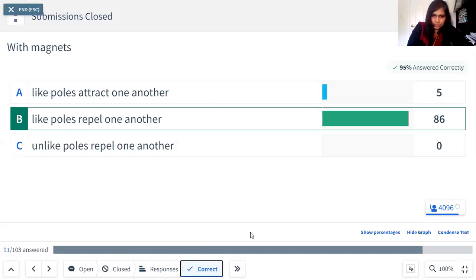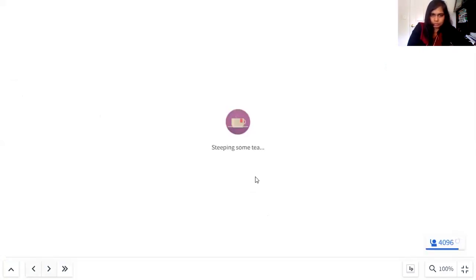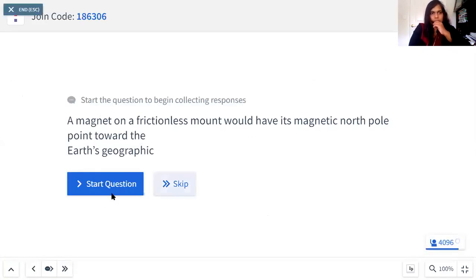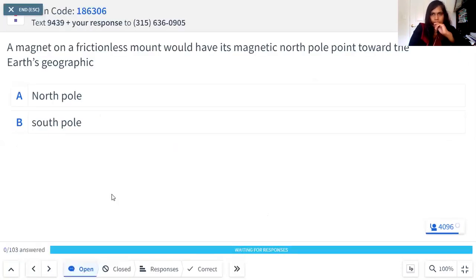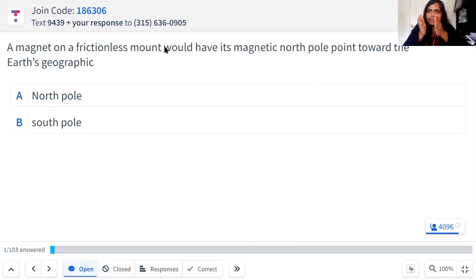Okay, let's try the next question. Here is a magnet on a frictionless mount. That means you are not holding the compass tightly bound, like, oh, let's keep the North Pole this way. You are not doing that. You let the compass needle move freely. That's what it means.